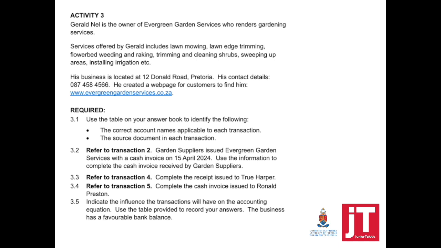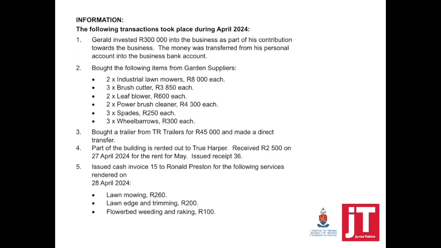The third question, refer to transaction number 4. Complete the receipt issued to True Harper. Question 3.4. Refer to transaction number 5. Complete the cash invoice to Ronald Preston. And then the fifth question, indicate the influence that transactions will have on the accounting equation. The business has a favorable bank balance. So this activity is focusing on different types of source documents, identifying which accounts is involved when you're looking at a transaction. So we're going to start with the first question.